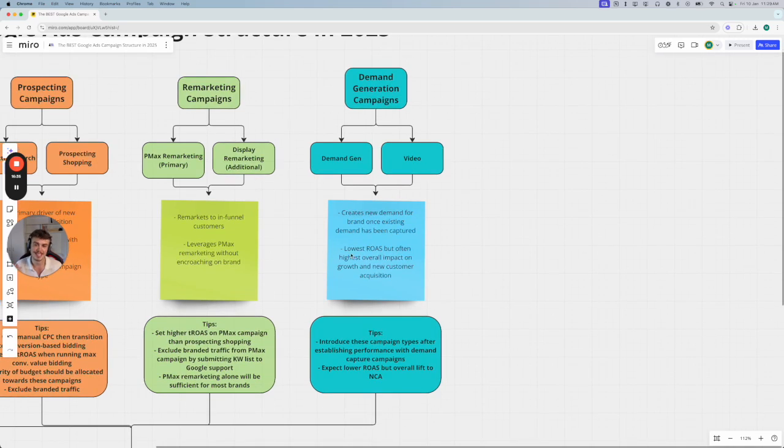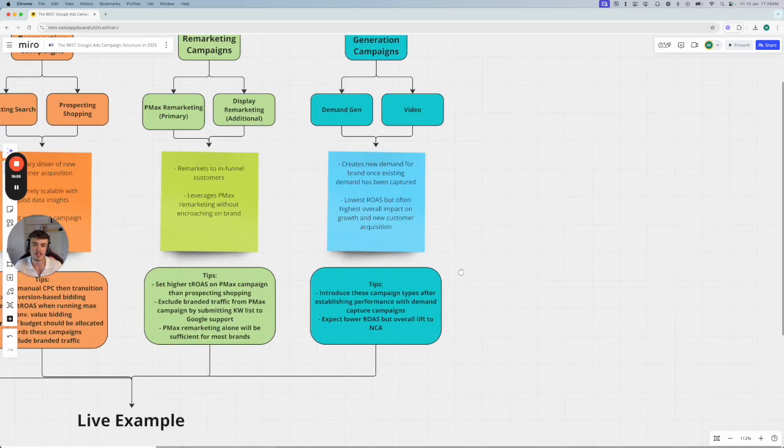And what you'll find is that they often do have the lowest ROAS, but the highest overall impact on growth and new customer acquisition. So ultimately, for almost any brand on Google, you need to take a hit to your return on ad spend, a hit to your efficiency in order to grow and gain more new customers. And that's what demand generation is all about, right? Tips for running these campaigns.